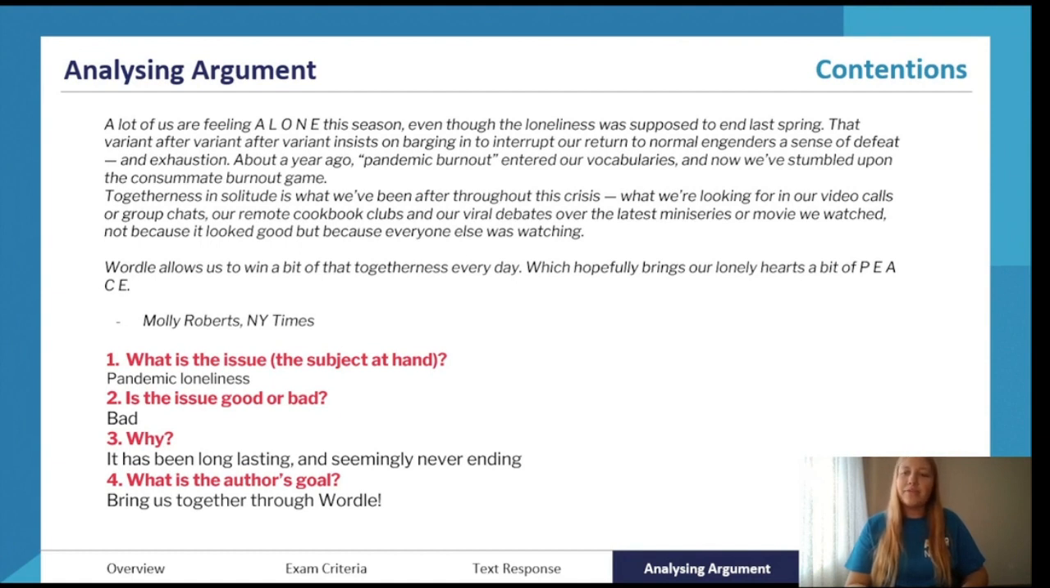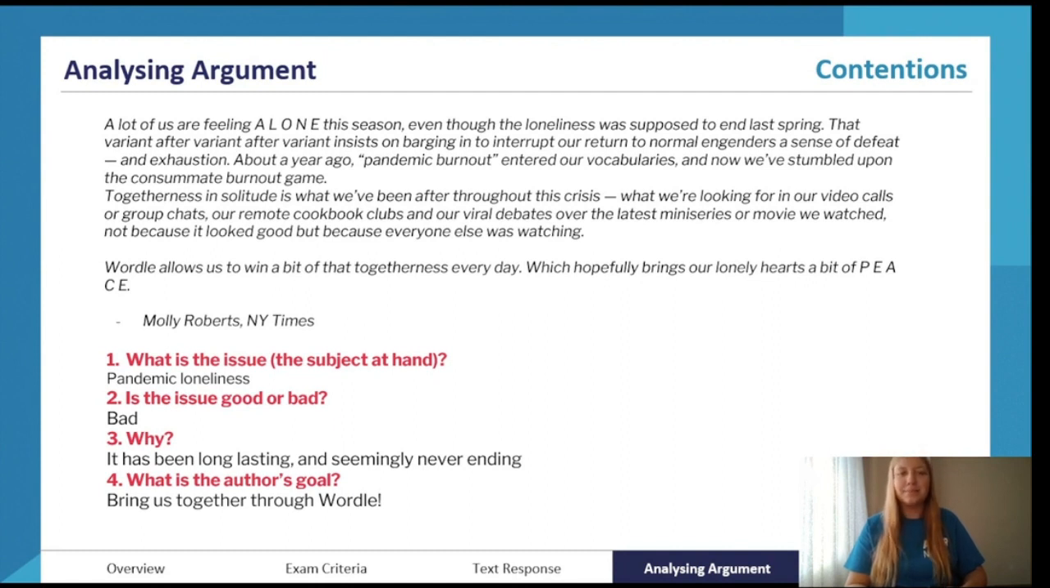What we're looking for in our video calls or group chats or remote cookbook clubs and our viral debates over the latest miniseries or movie we watched, not because it looked good, but because everyone else was watching. Wordle allows us to win a bit of that togetherness every day, which hopefully brings our lonely hearts a little bit of peace.